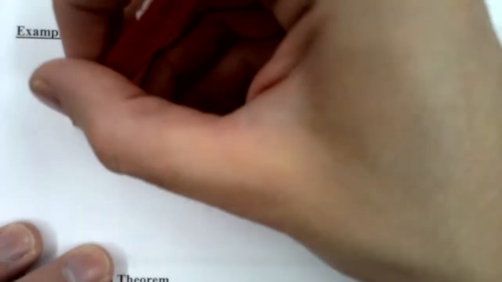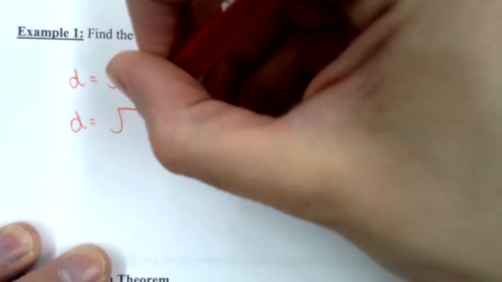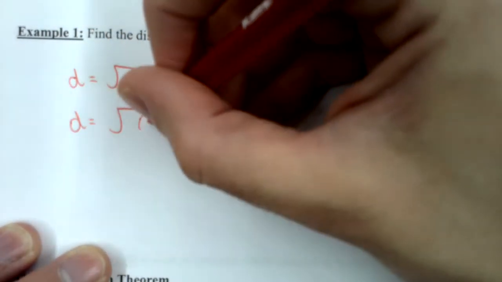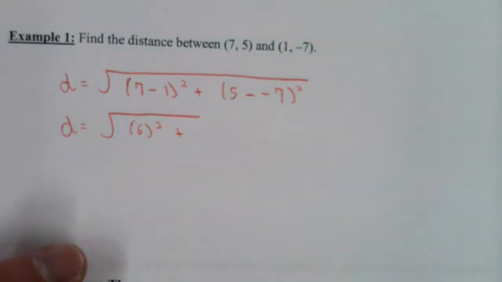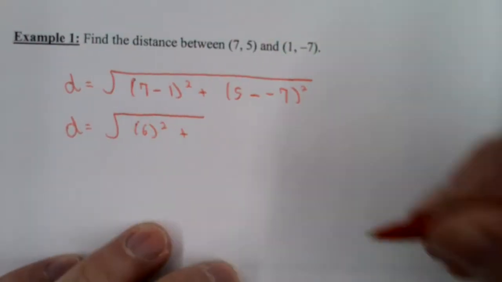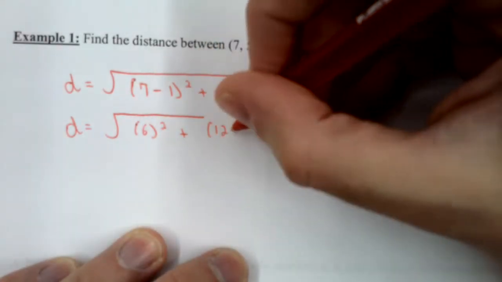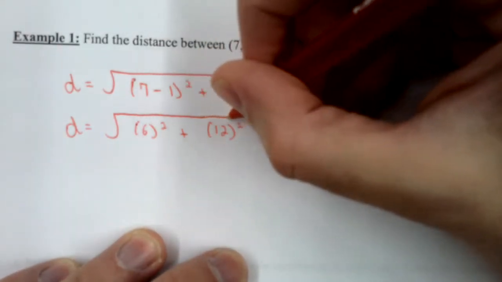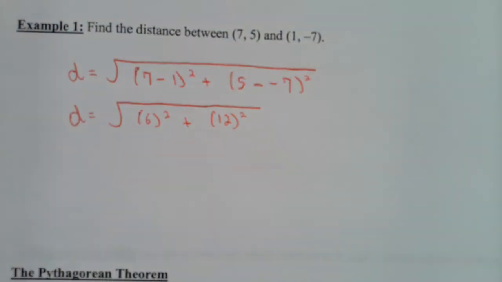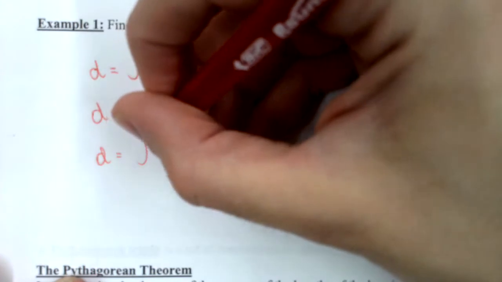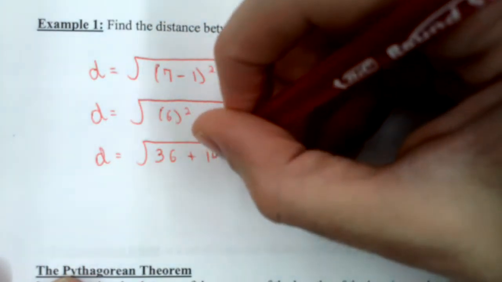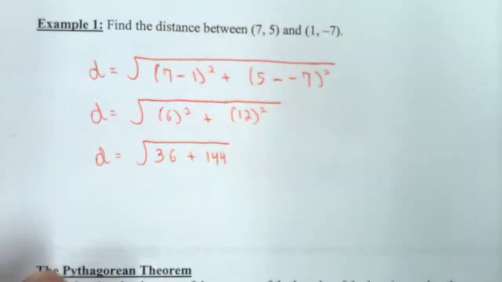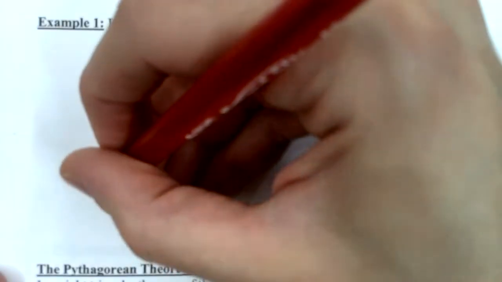Seven minus 1 is 6. Five minus negative 7, if you want to make that plus a positive, it'll be plus 12 squared. So 36 plus 144. Go slow through this, one step at a time. So that equals 180.